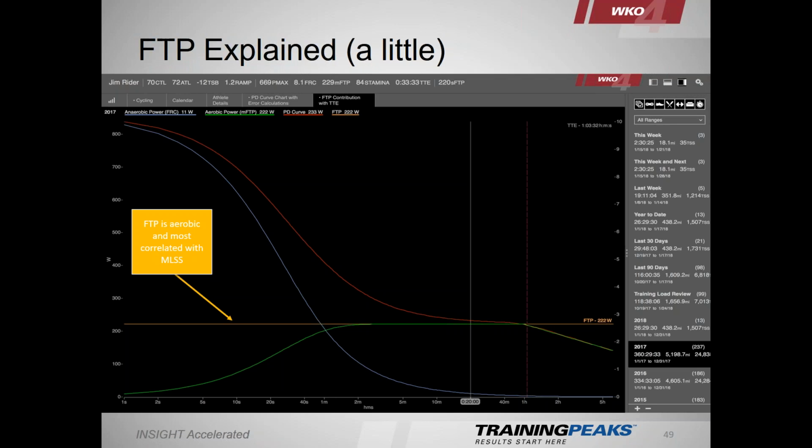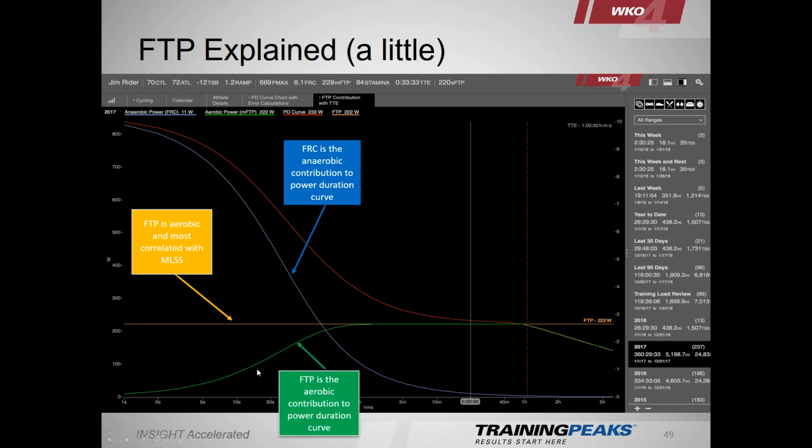Now, if we understand that, put that in the background, knowing it's aerobic, right? What we also have is this blue line in my chart. This is your FRC, or your anaerobic contribution to the power duration curve, to the red line. And this green line, right, that is your FTP curve, or your aerobic contribution to the power duration curve. So what you're seeing here at any given time is how much power you're making. So take this 20 minutes where I have the cursor held. At 20 minutes, this athlete is making 11 watts from their anaerobic system, and they're making 222 watts from their aerobic system. The red line, the power duration model, is a combination of these two.